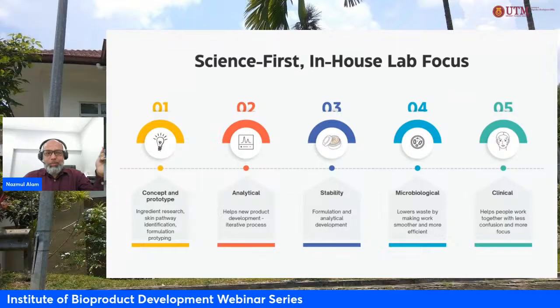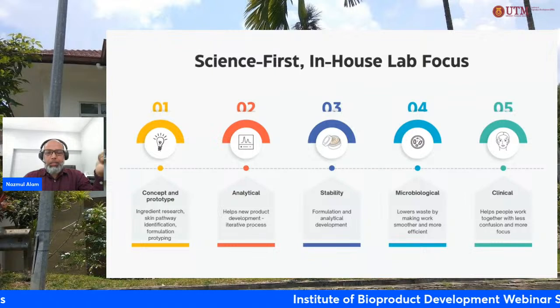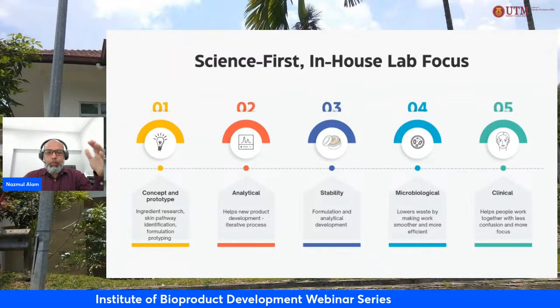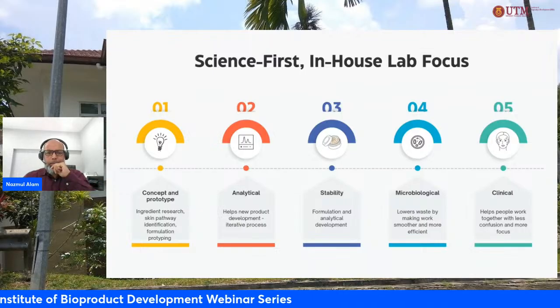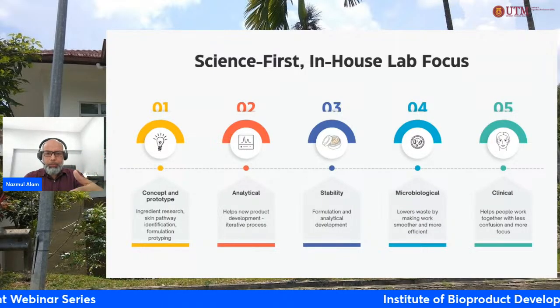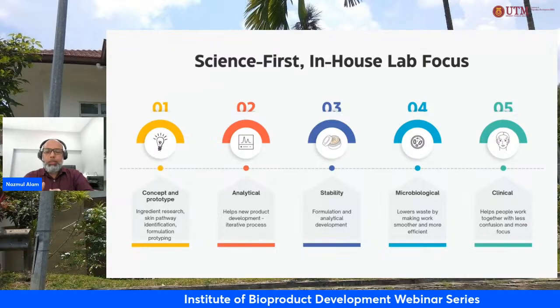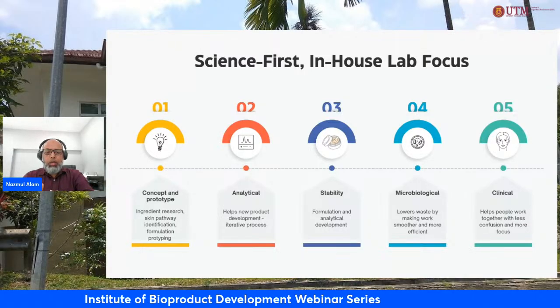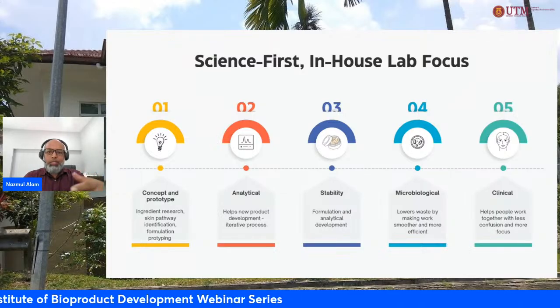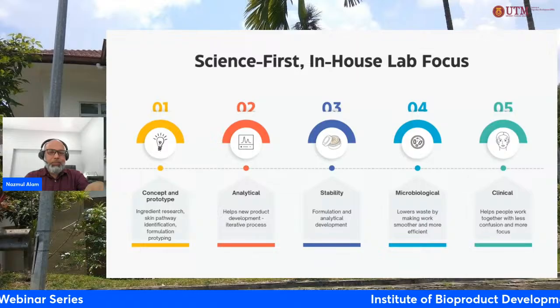And the third one is stability. This is super important. We put the formula through a stress test like heat, cold, light. We confirm it won't separate or degrade. This link between formulation and analytical development is very, very strong. So we work very closely together, and we promise the product works just as well a year from now as it does today.